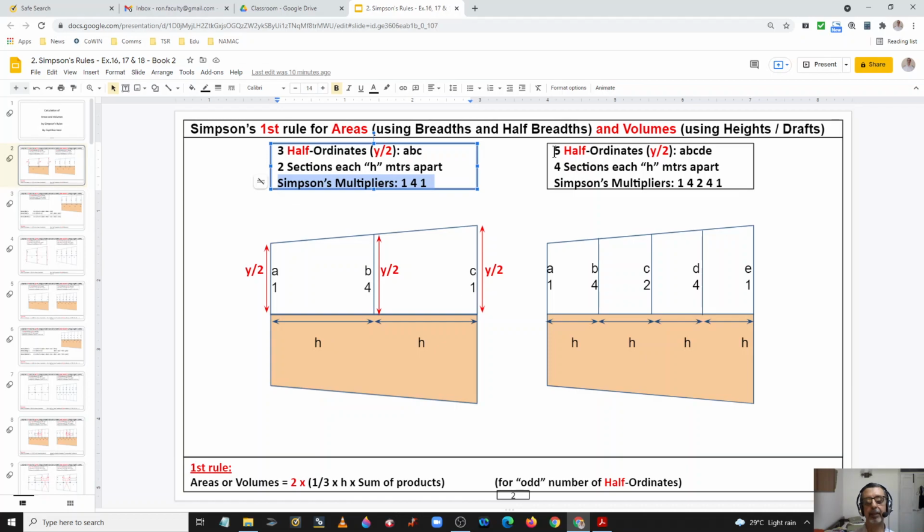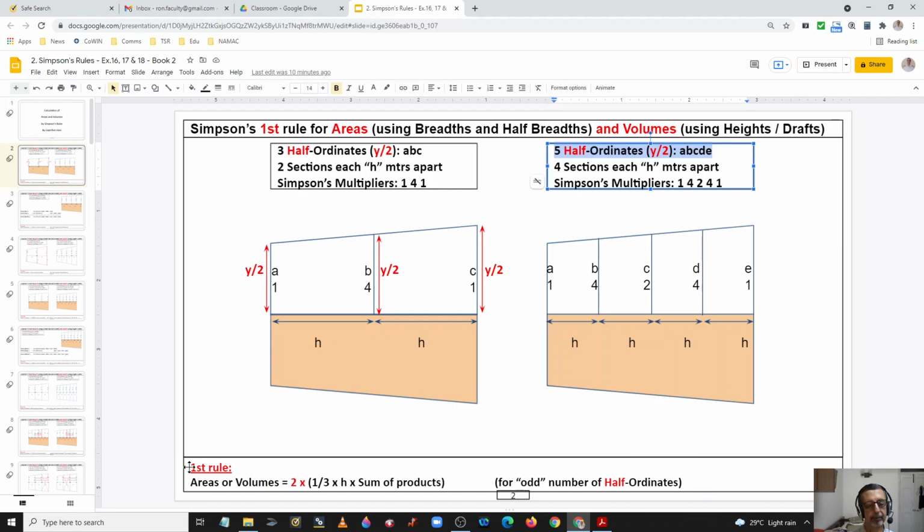Now, in case we are using 5 half ordinates, A, B, C, D and E, we will have 4 sections, as you can see in the drawing down here. And the section multipliers that we use here are 1, 4, 2, 4 and 1. Now each of these half ordinates are h meters apart.